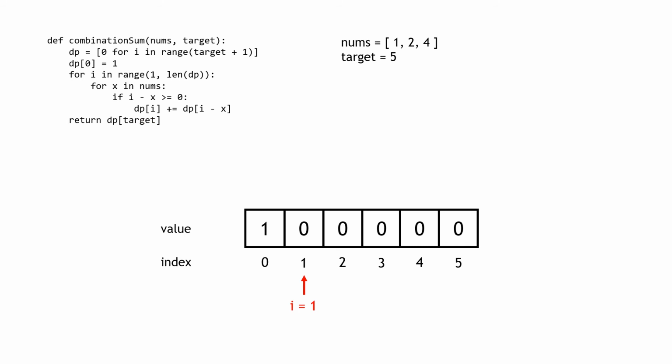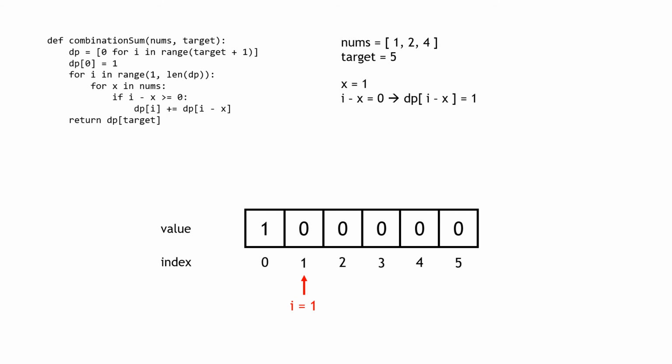The outer for loop starts with i on 1, and then we see an inner for loop that says for x in nums, if i minus x is greater than or equal to 0, then add to dp of i the value of dp of i minus x. This means for every position i, which represents a subtarget, we're going to check and see if the subtarget minus every element in the nums list is greater than or equal to 0. If it is, it means that we should add the number of combinations for the subtracted number to this subproblem. This might be a bit confusing, but let's continue tracing and hopefully things will clear up.